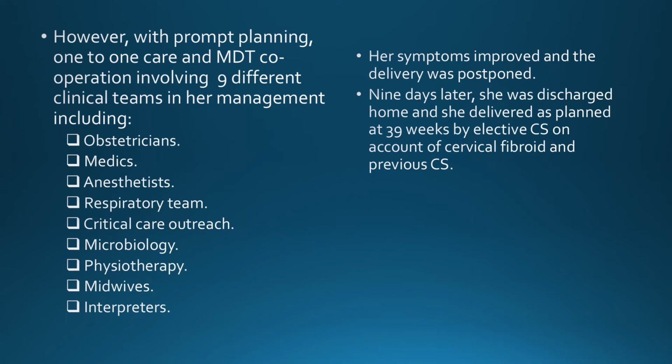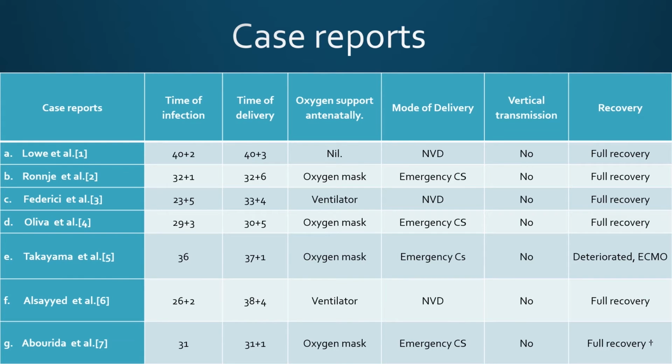However, with prompt planning and MDT cooperation involving 9 different clinical teams, her symptoms improved and the delivery was postponed. 9 days later, she was discharged home and she delivered electively at term. This table shows 7 case reports of severe COVID-19 in pregnancy.